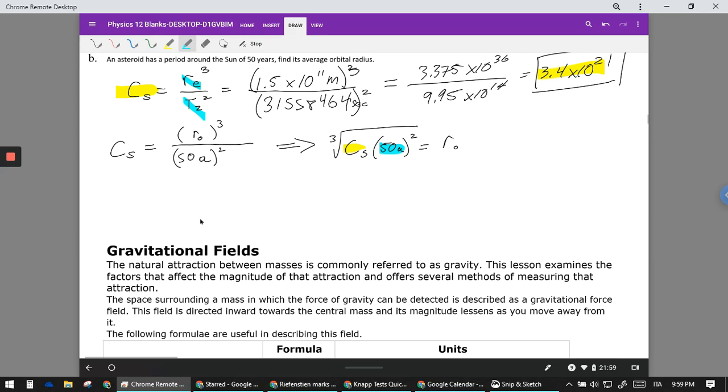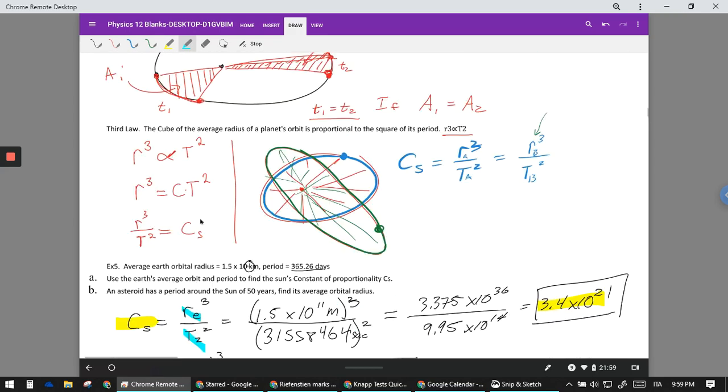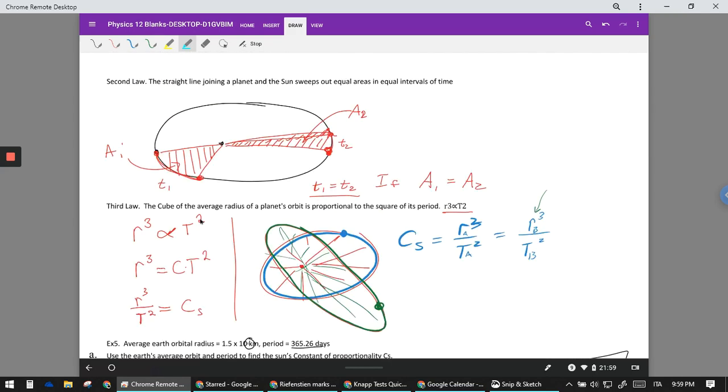It's more or less a quick run through of Kepler's laws. Let me know if you have any questions.